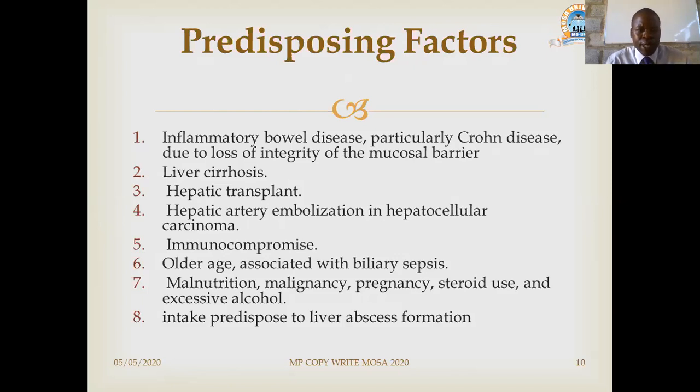Another predisposing factor is hepatic artery embolization in hepatocellular carcinomas. So people with carcinomas of the liver are also at high risk of developing liver abscess, because the cells of the liver get damaged by the cancer cells, and the damaged cells will be filled up with pus. Also in immunocompromised individuals.